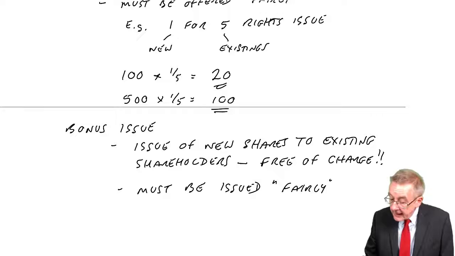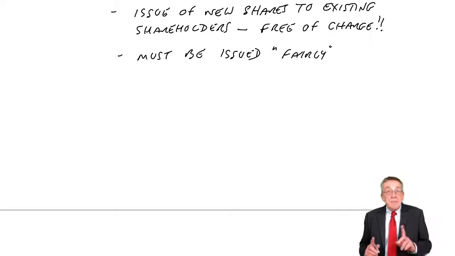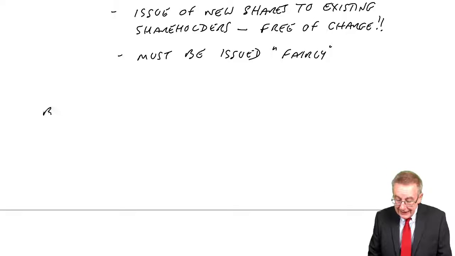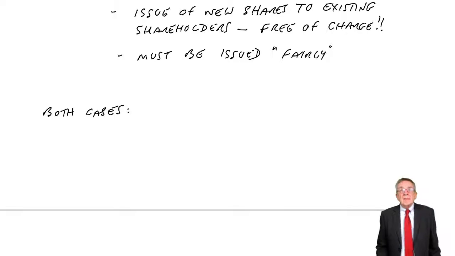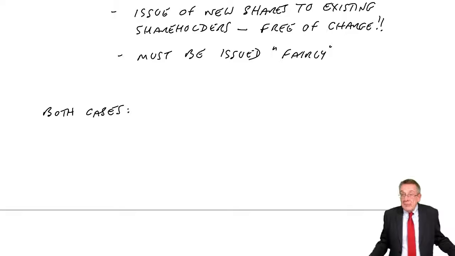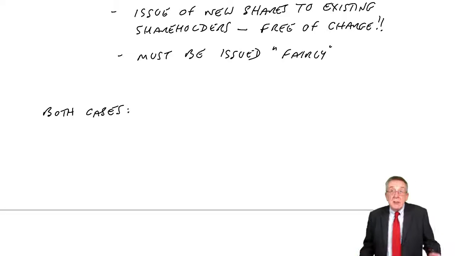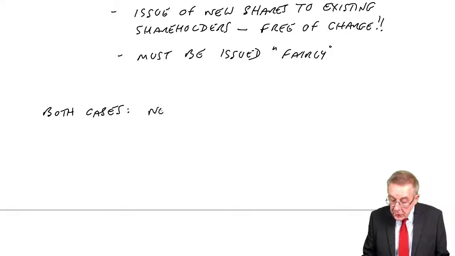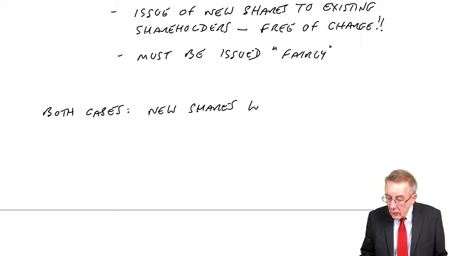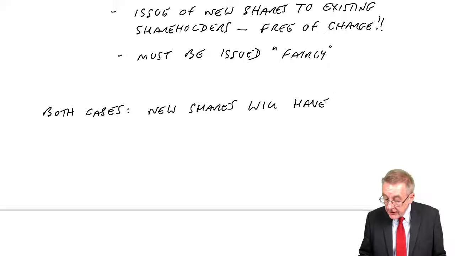Finally, before we look at the example, in both cases, there are going to be new shares, obviously. Rights issue, they're having to pay for them. Bonus issue, they're giving them free. But the new shares will have the same nominal value as the existing shares.